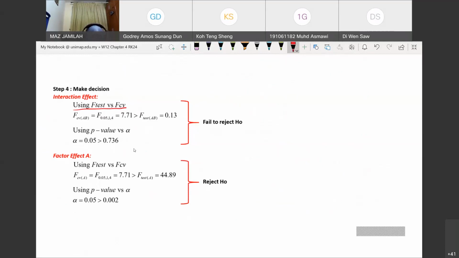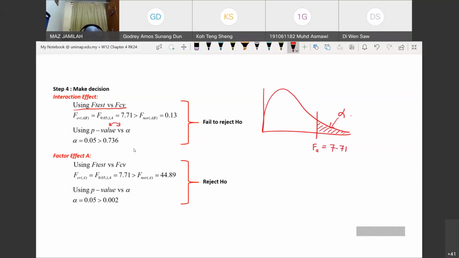Or if it is p-value versus alpha, it seems that alpha is greater than the critical value. Okay, the p-value and alpha, sorry, this one is reversed, almost the same. So if I sketch, this is your F alpha, and this will be referring to your alpha. In this case, your F alpha is given by 7.71.